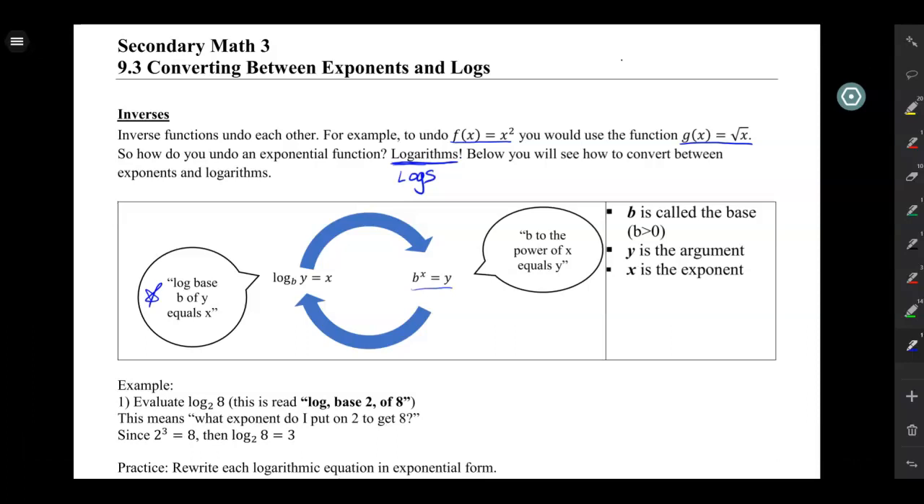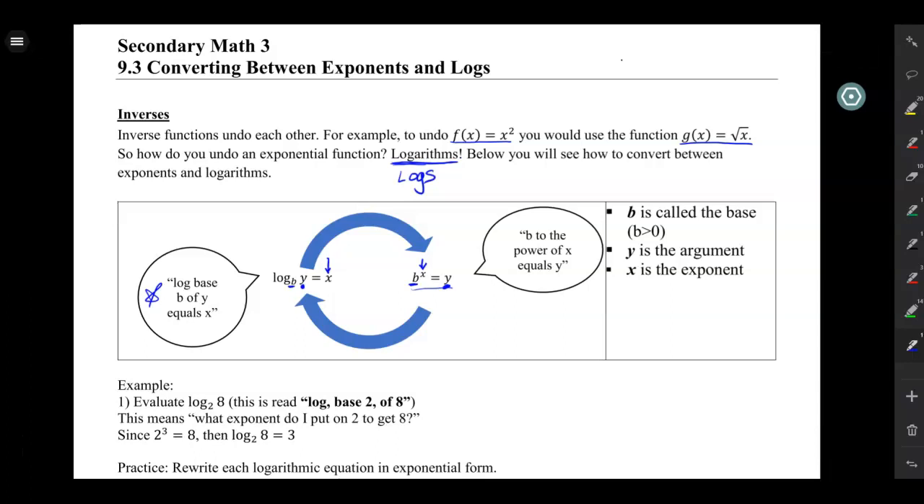So you'll notice that this b, the b that was the base of your exponential, becomes the base of your logarithm. The y that your exponential was equal to becomes what's called the argument of the logarithm. That's kind of like what you plug into the logarithm. And then this x that was the exponent in your exponential becomes what your logarithm is equal to.